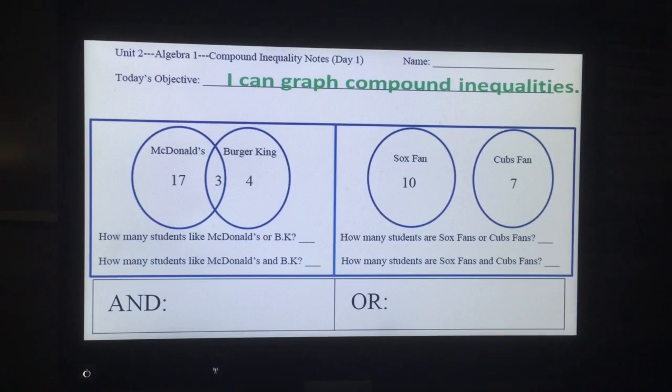Now what I want you guys to do is answer these 4 questions, and then we're going to talk about them and see what the difference is between and and or. Go ahead and do that right now.